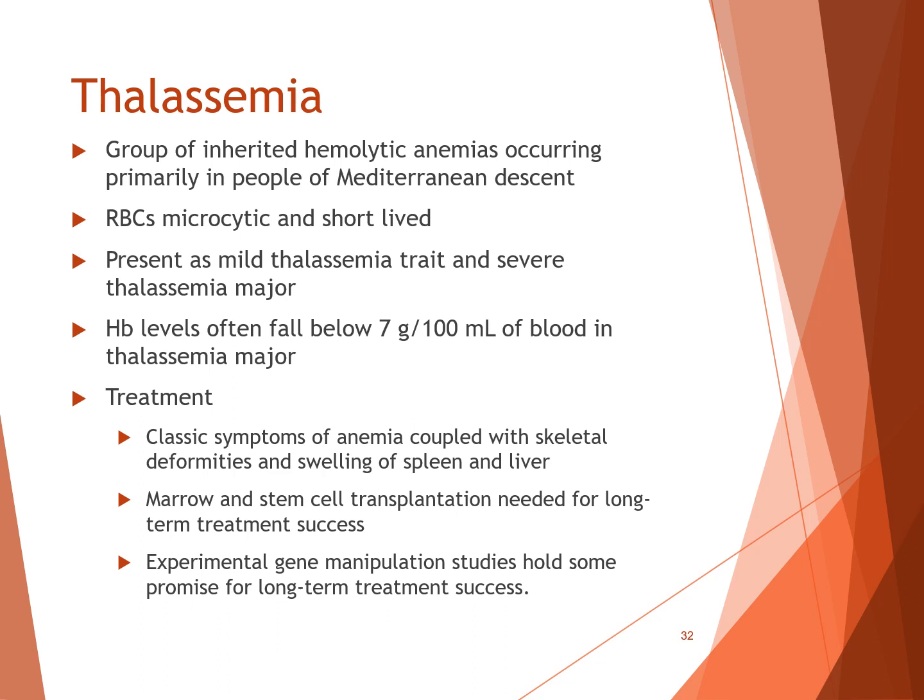Thalassemia minor or thalassemia trait occurs when one defective gene is inherited, and thalassemia major occurs when 2 defective genes are inherited, and this can become a very serious, life-threatening type of hemolytic anemia.